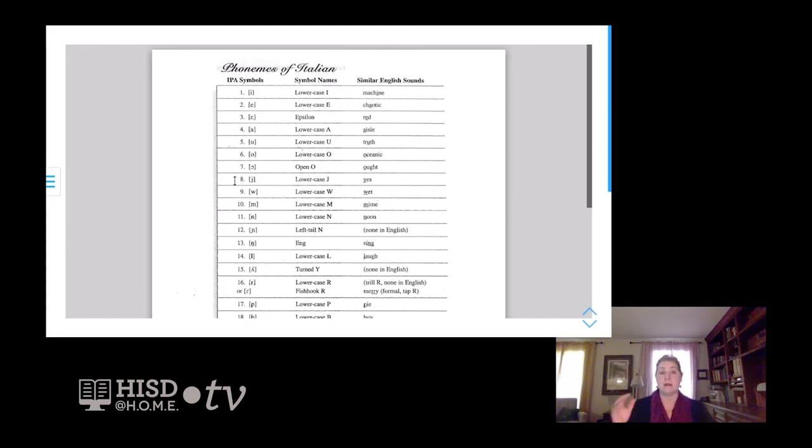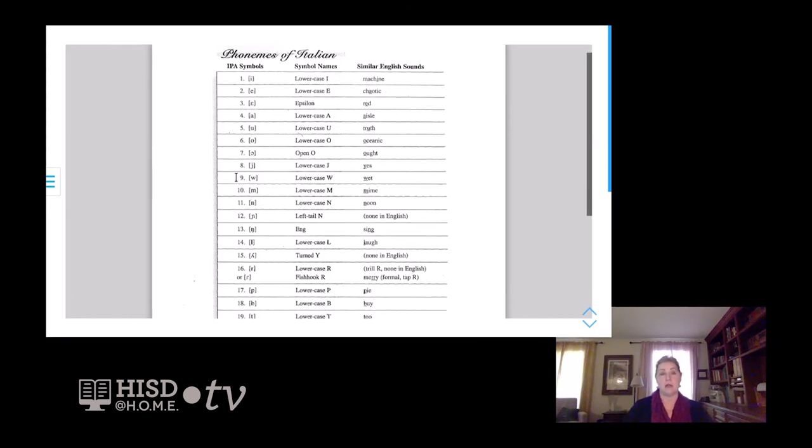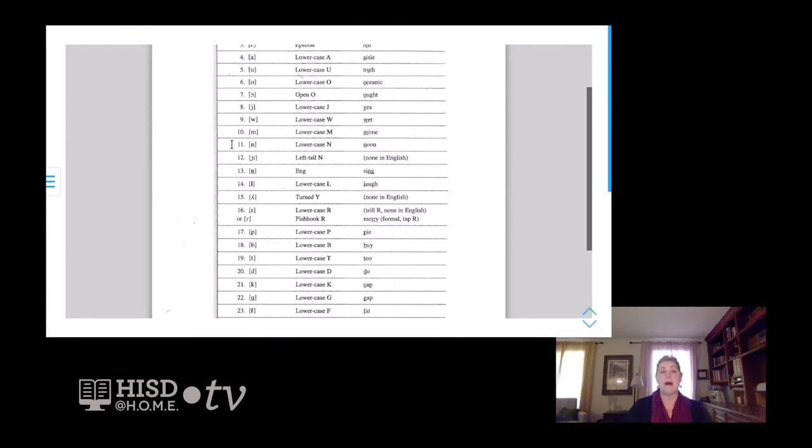Then the semiglides, Y and W, yes, wet in English, similar. M, N, M. This is a left tail N. It does not match in English. I use the example lasagna, L-A-S-A-G-N-A, lasagna. And this is a left tail N versus the N, which we do have in English, like sing. And we're going to find that in Italian in some specific places that are important that we learn.